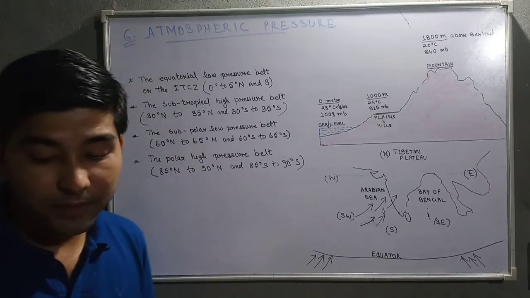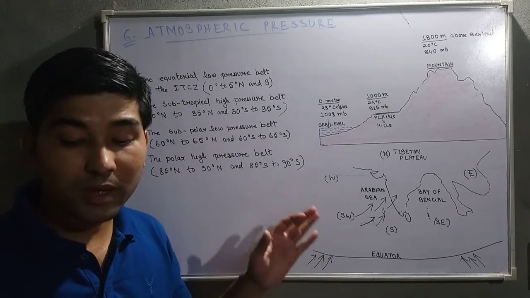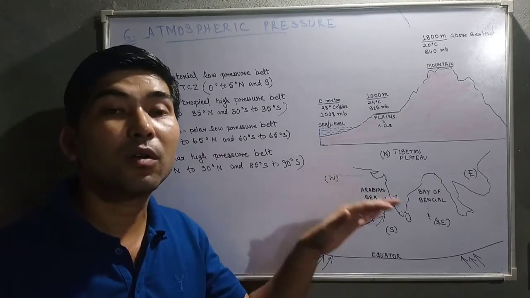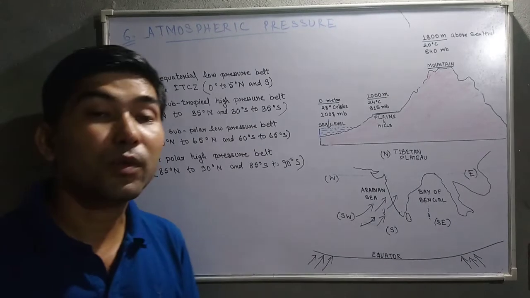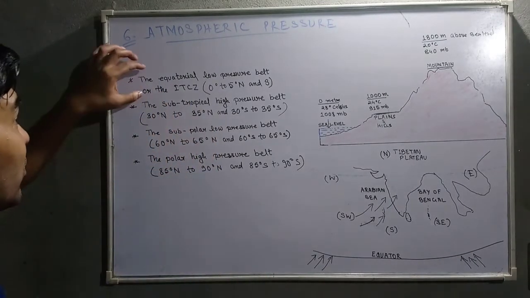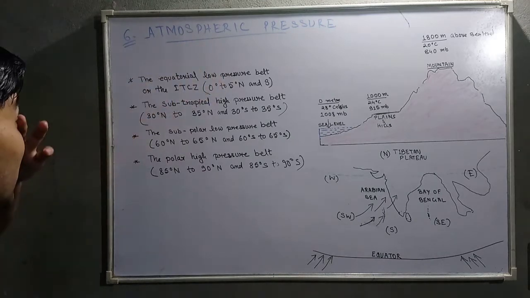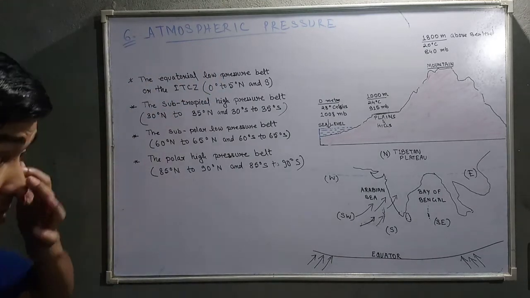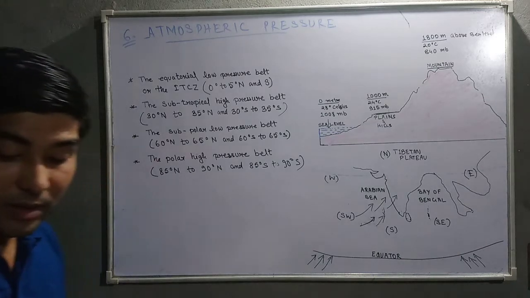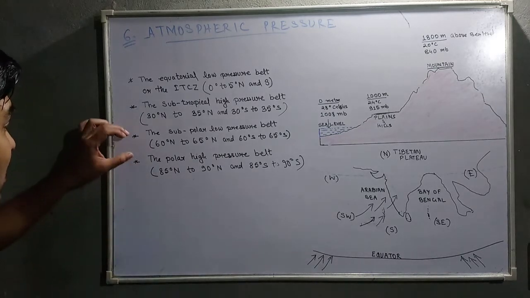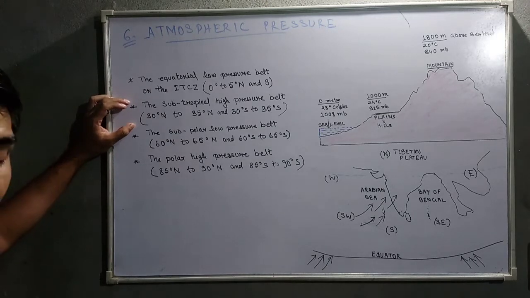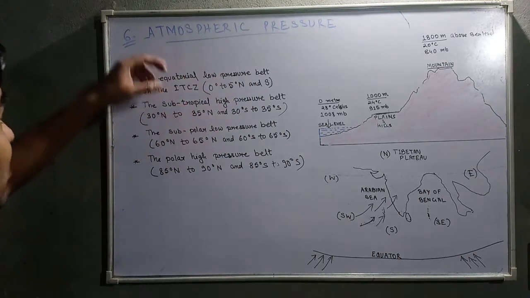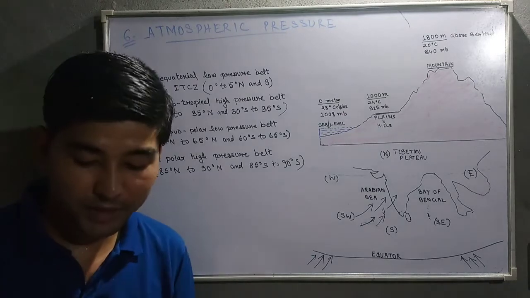So what are trade winds? Trade winds blow from the subtropical high pressure belt to the equatorial low pressure belt. So where is the subtropical high pressure belt and where is the equatorial low pressure belt? 0 to 5 degrees north and south is the equatorial low pressure belt. You can see this is the subtropical high pressure belt, okay. So the trade winds blow from the subtropical high pressure belt towards the equatorial low pressure belt and mix there.